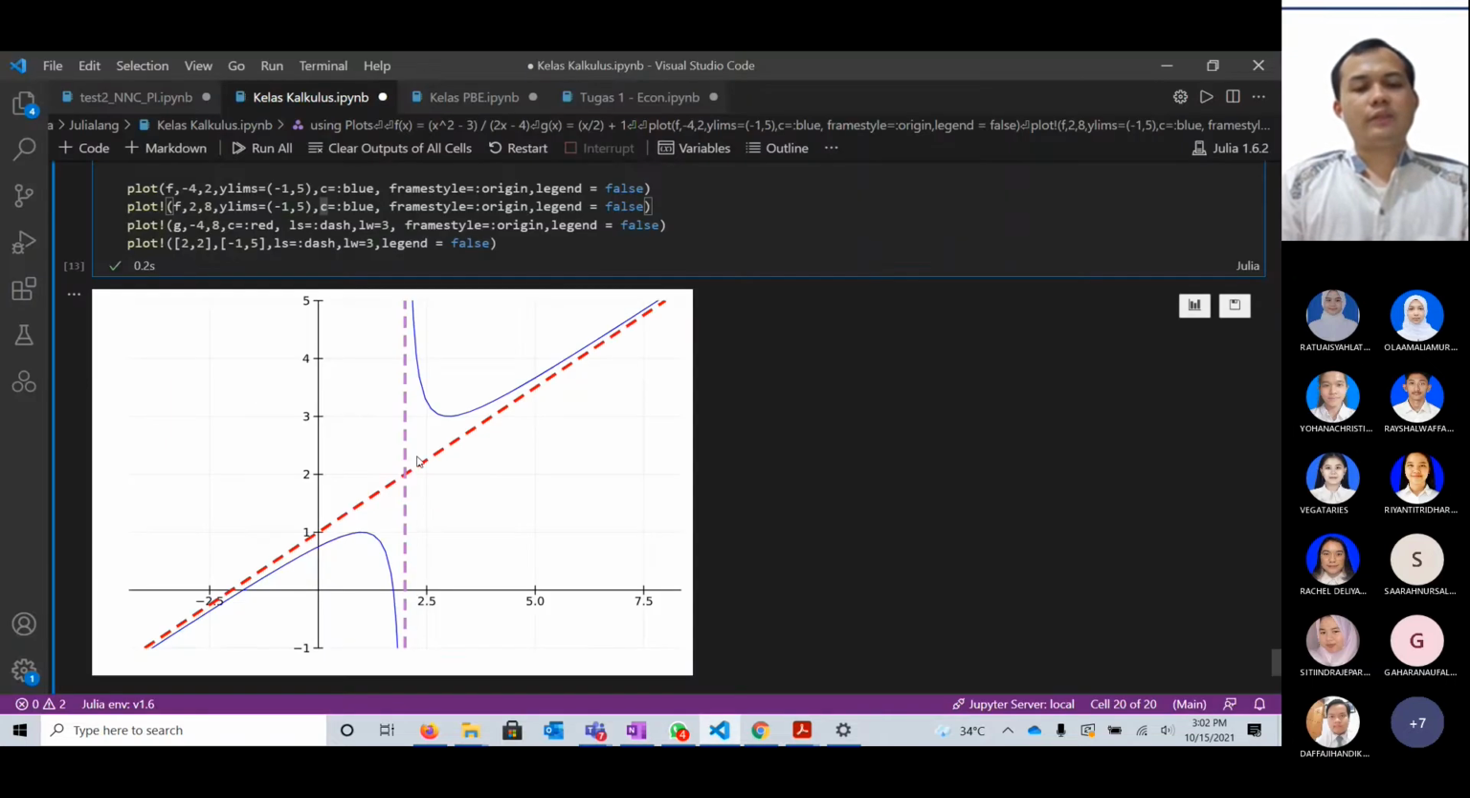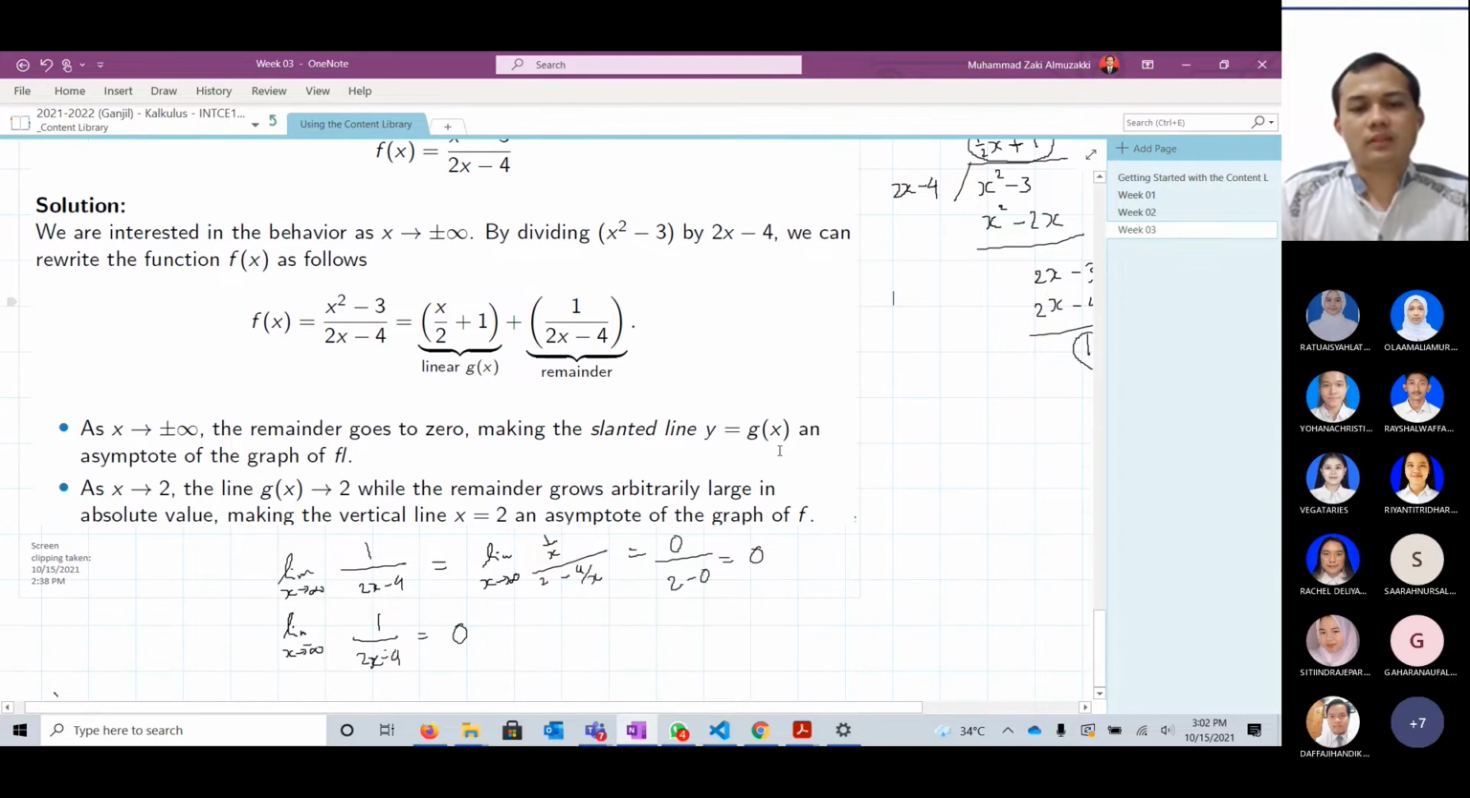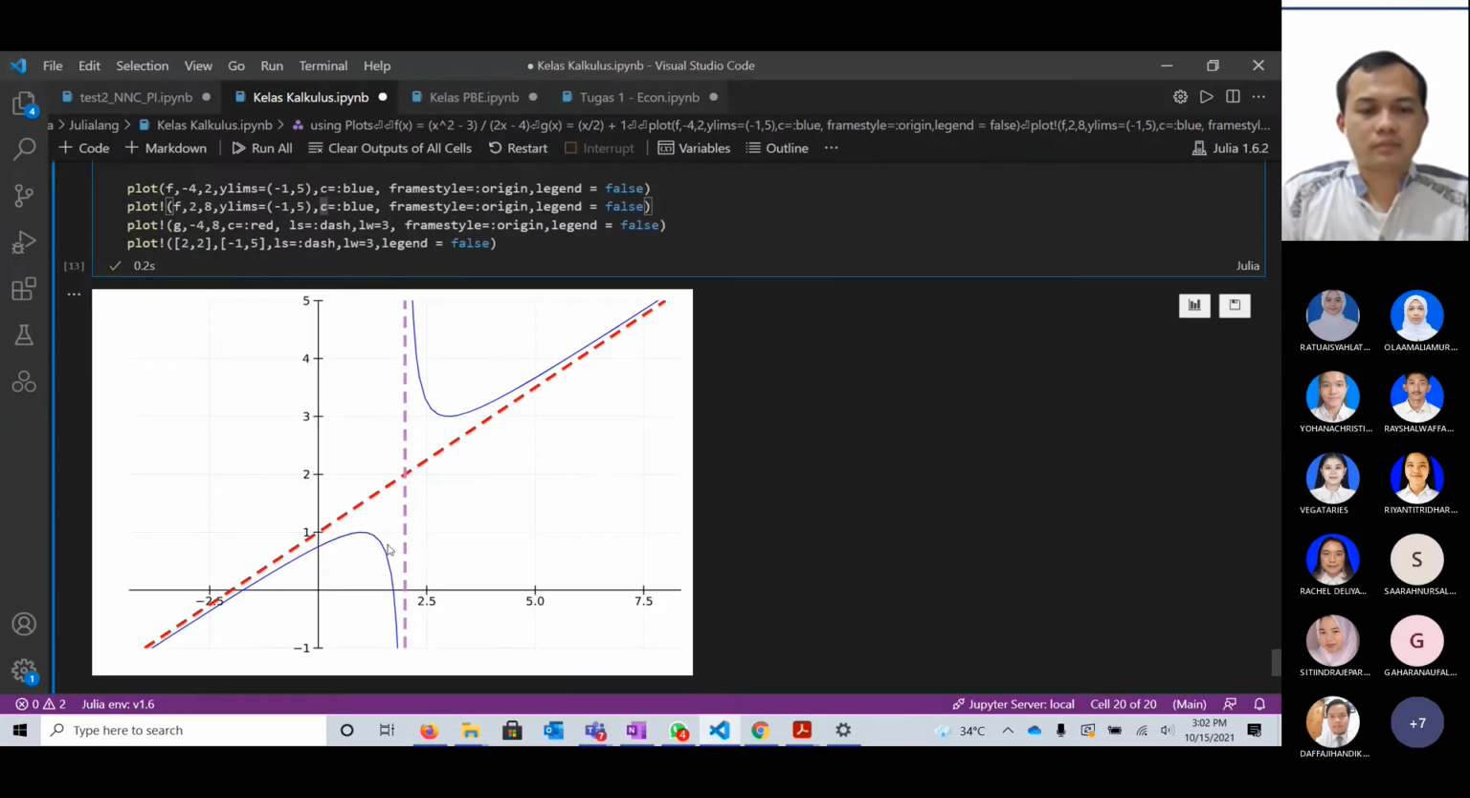If x equal to 2, jadi kalau x sama dengan 2, kira-kira ada nggak nilai fungsinya? Pembaginya berapa? Kalau x-nya 2, berarti kita punya 2 kali 2 adalah 4, min 4 adalah 0, berarti penyebutnya 0 kan ya. Fungsinya terdefinisi atau tidak? Tidak. Berarti memang di titik x sama dengan 2 itu fungsinya tidak ada.